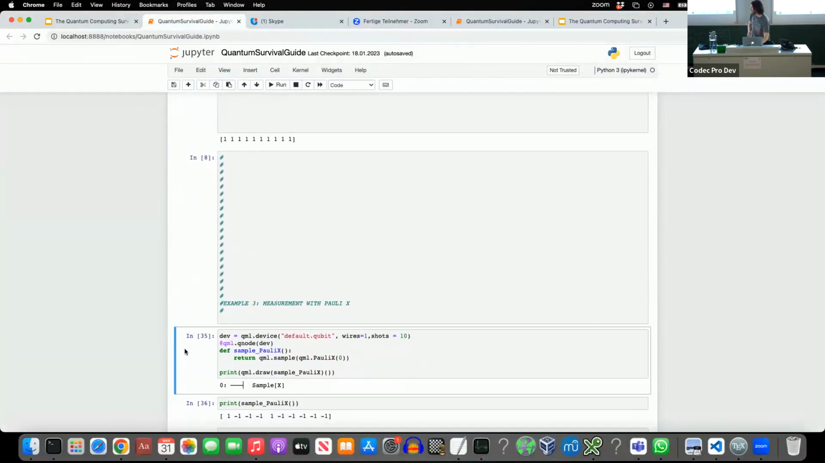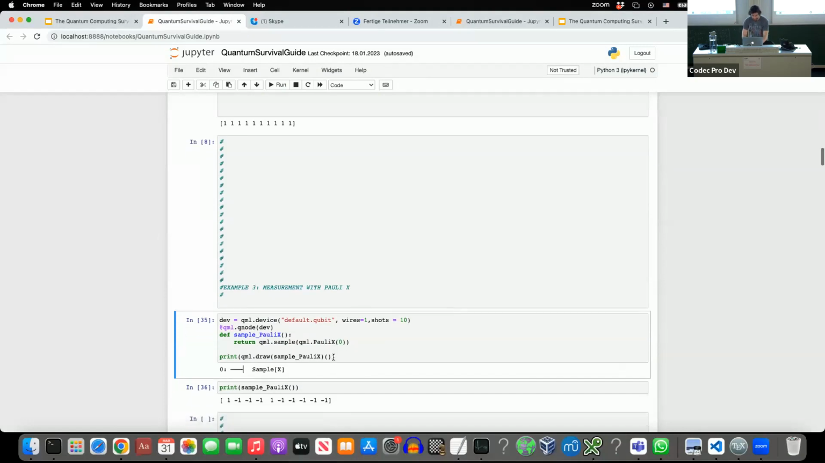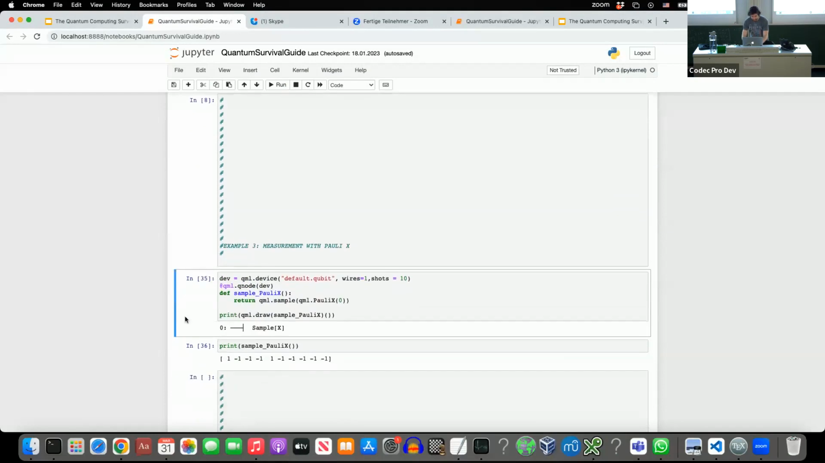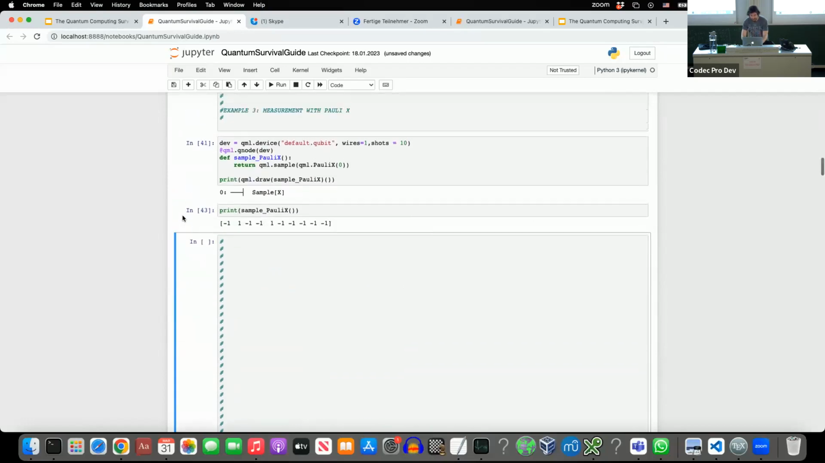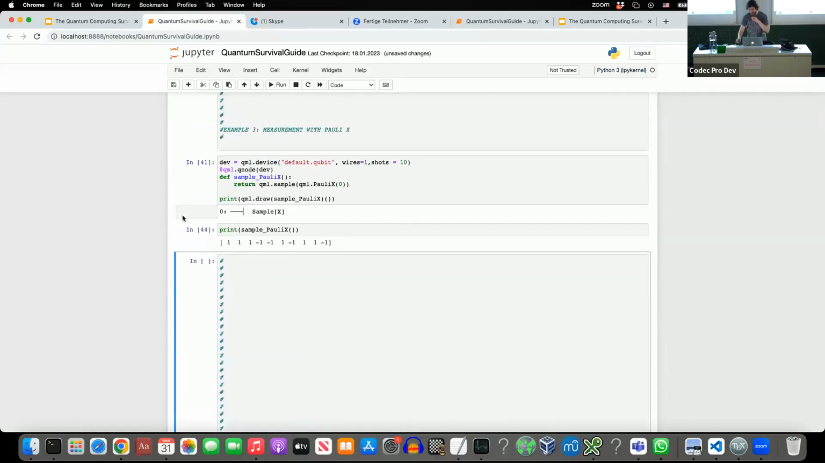Okay. Here, this circuit is identical to the one that we defined previously, except instead of a Z here, we now replace it with an X. We can see our circuit here. And let me just define this. And now, each time that we print what this circuit returns, you can see that our array of 10 entries is changing. And it doesn't have to be 50-50, but around half of the time, these entries are 1s, and around half of the time, these entries are -1s.